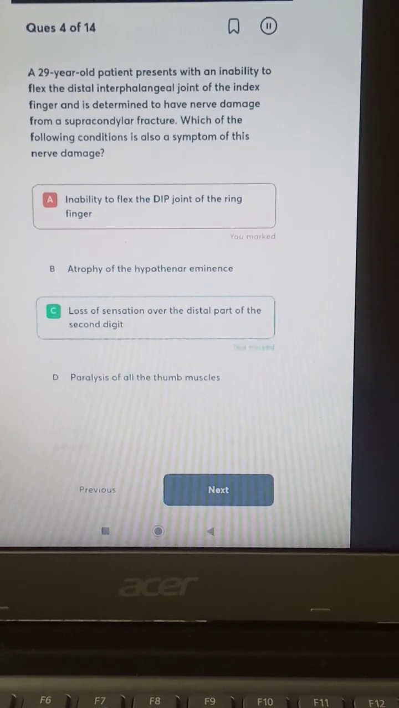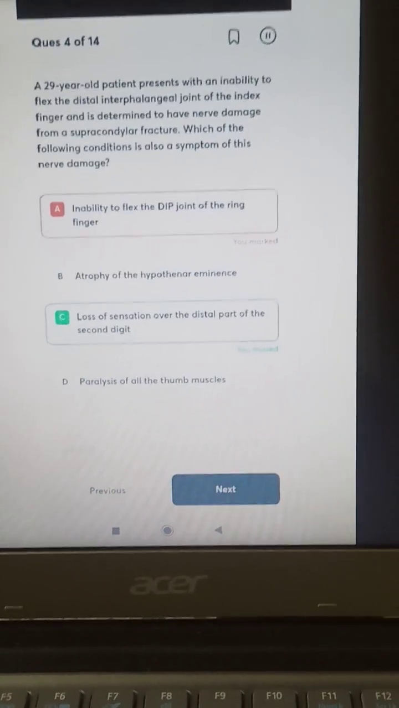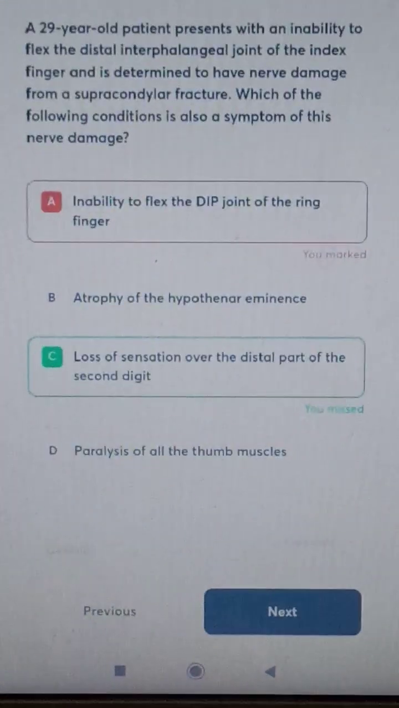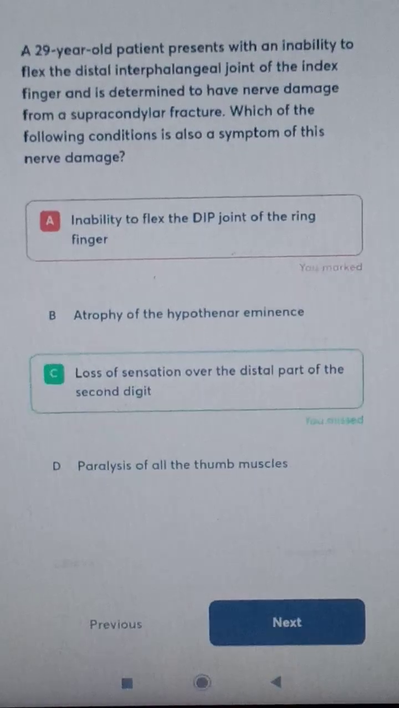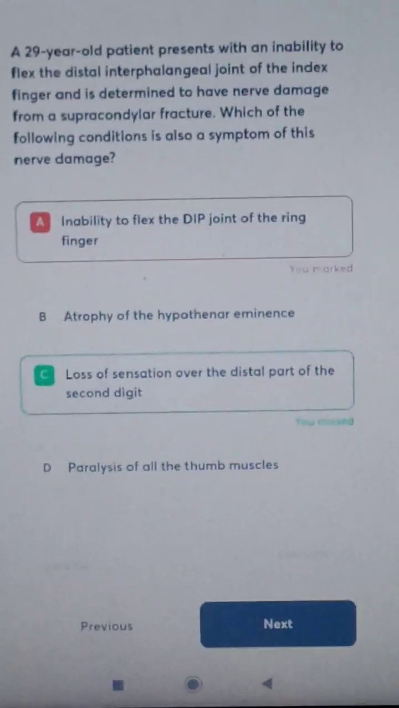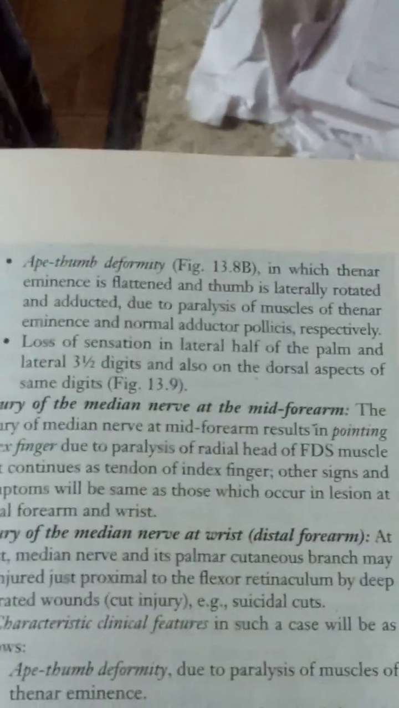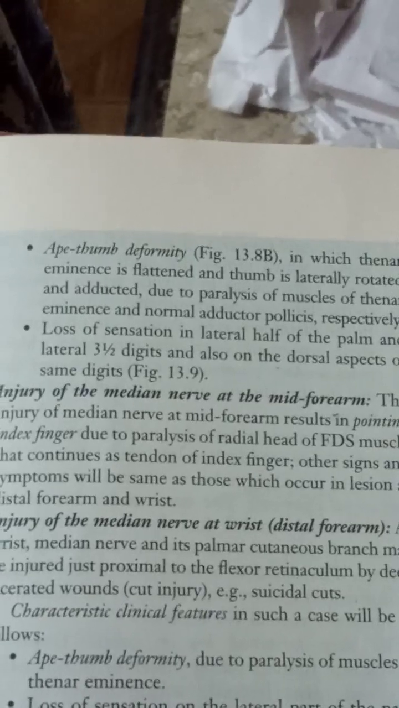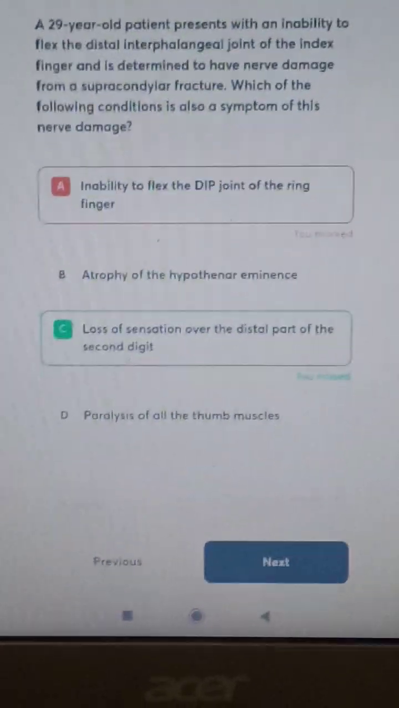Paralysis of all the thumb muscles. No, thumb muscles are not all involved here. All the thumb muscles are paralyzed? No, adductor pollicis remains normal because adductor pollicis is supplied by ulnar nerve. That's why. See here, adductor pollicis remains normal. They have given this under the heading thumb deformity. So option C is right.